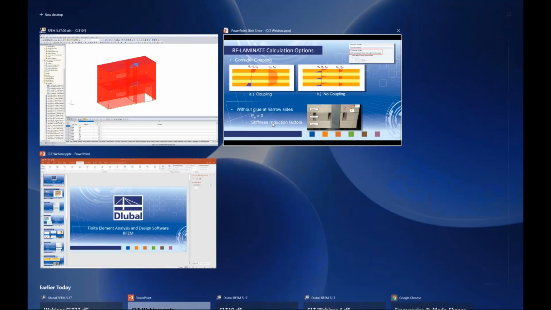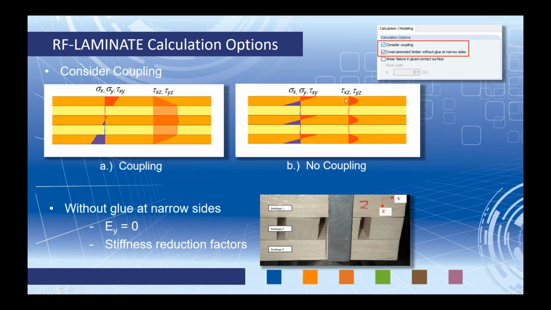So I'm going to jump back to the PowerPoint to explain some of these settings, and they're incredibly important for us as engineers because we need to input the right information in order to get a correct analysis. So the first option, consider coupling. This is automatically turned on by default. And the reason why is we're going to make the assumption that these layers are glued to each other at both the top and bottom. So you can see here the stress diagram when we are considering coupling. So here are normal stresses as well as shear stresses and the stress distribution that we're seeing for coupling behavior.